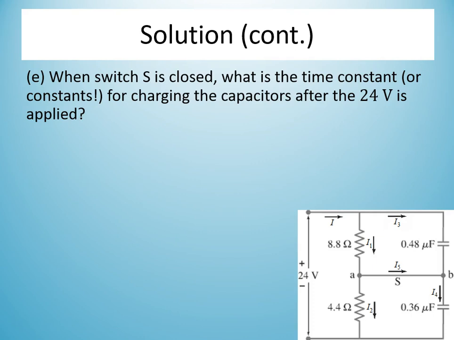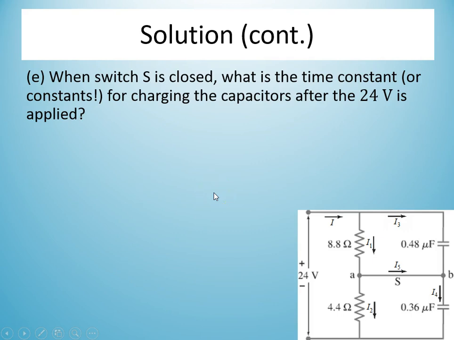Now let's move on to part E, the hardest part. Bear with me, this part has 6 slides, and some of the slides have kind of small font. So here we go. When the switch is closed, what is the time constant for charging the capacitors after the 24-volt battery, so to speak, is applied? In other words, we're going to have currents changing as a function of time.